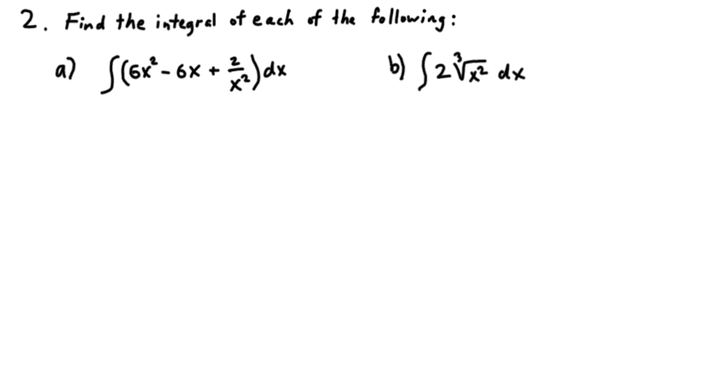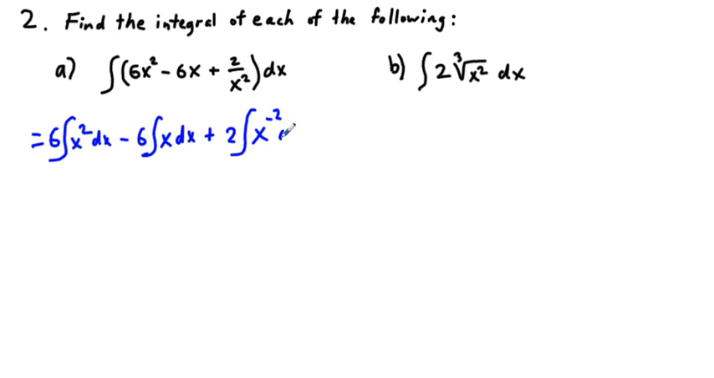Problem 2. Well, for this one, I have a and b. For a, we're going to separate this out. We're going to have 6 times x squared dx, minus 6 times x dx, plus 2 x to the negative 2 power dx.